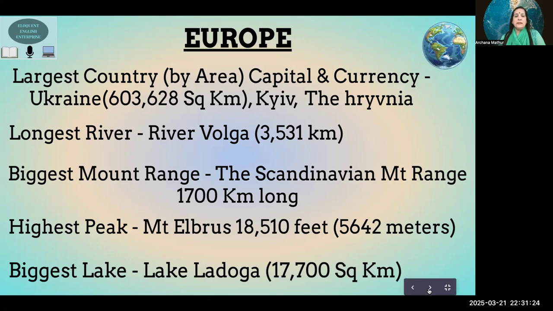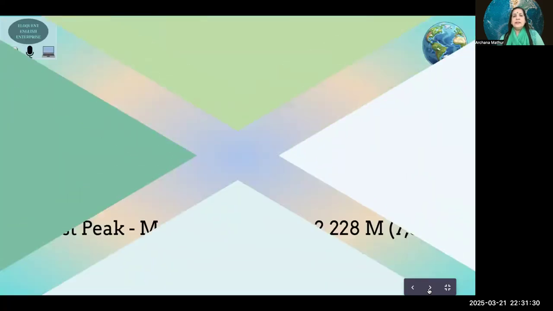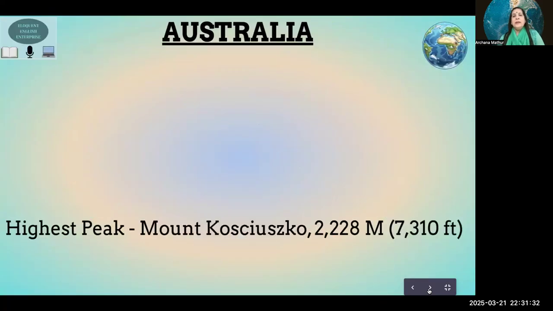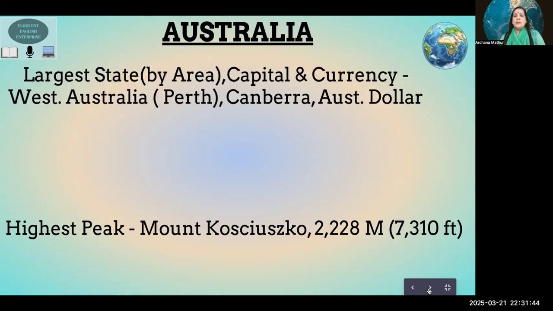The biggest lake is Lake Ladoga. It's 17,700 square kilometers as far as area is concerned. And now we come to Australia. I think there's some problem with this slide. The highest peak is Mount Kosciuszko, which is 2,228 meters, which is about 7,310 feet. The largest state, Australia is one country. It doesn't have separate countries. It has states.